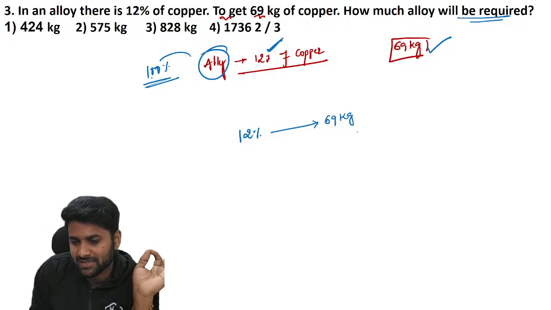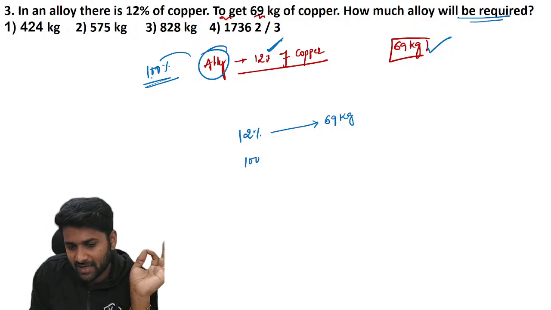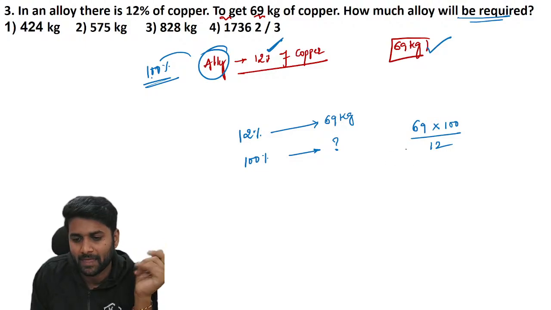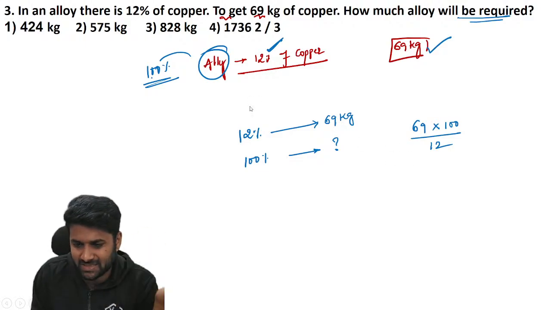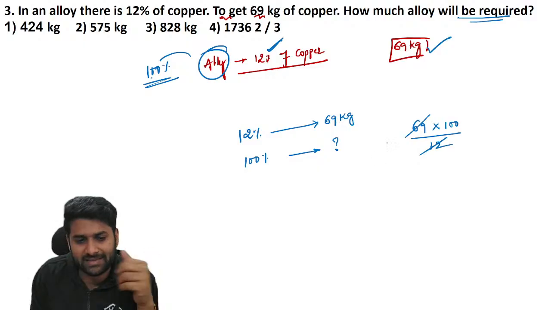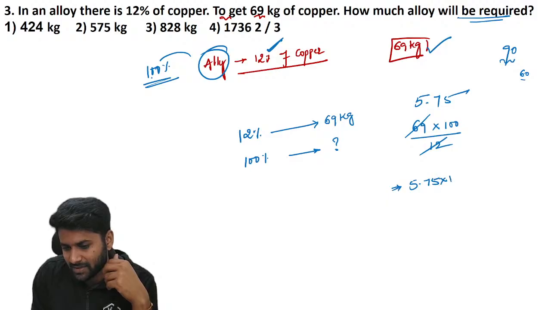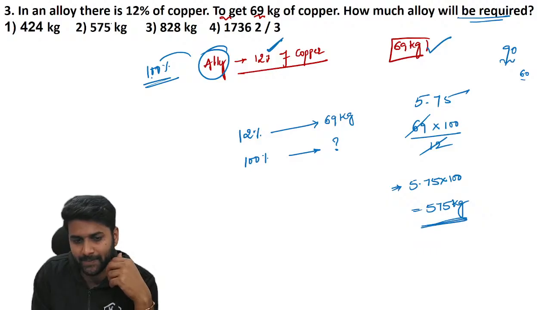It means if 12% is 69 kg, then 100% is the total alloy. So 69 is multiplied with 100 divided by 12. Further simplification, you can cancel the percentage symbol, right? So 12 exactly how many times? 12 into 5 is 60. We have 9 left. Take a multiply, means decimal. Now it becomes 90. Now 12 into 7 is 84, again 60. So 5.75. So 5.75 is multiplied with 100. So we require 575 kg of alloy.